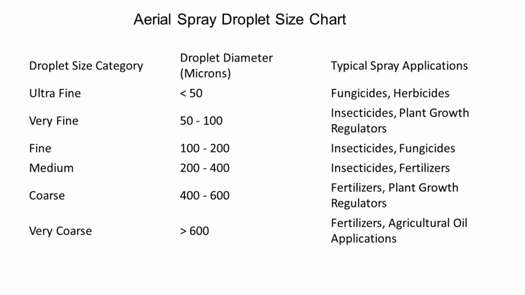Next, we have the fine droplet size category, 100 to 200 microns. These would typically be insecticides and fungicides. Our next category is medium droplet size, 200 to 400 microns. These would be insecticides and fertilizers. Our next category of droplet size is coarse, 400 to 600 microns. These would typically be fertilizers and plant growth regulators. Our final category of droplet size is very coarse, greater than 600 microns. These would be fertilizers and agricultural oil applications.